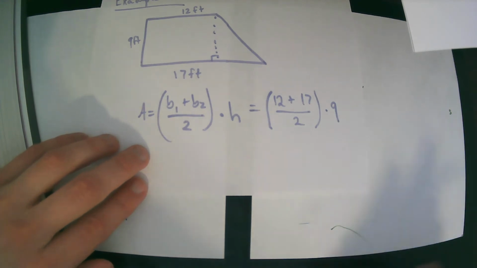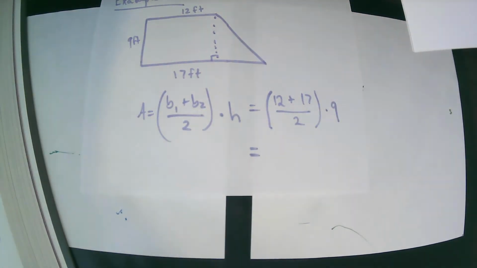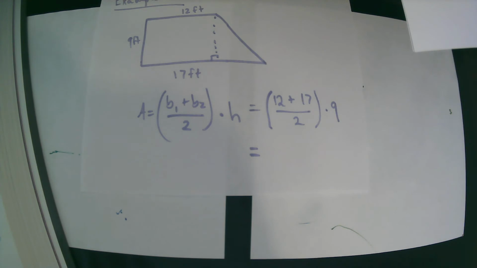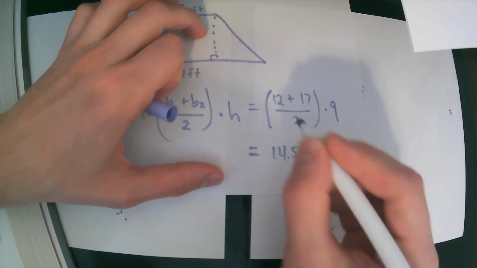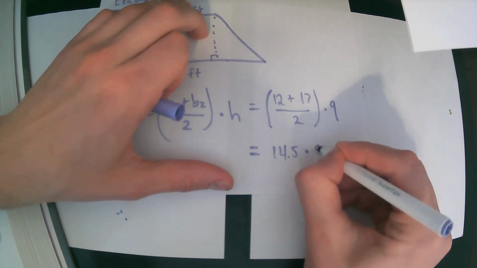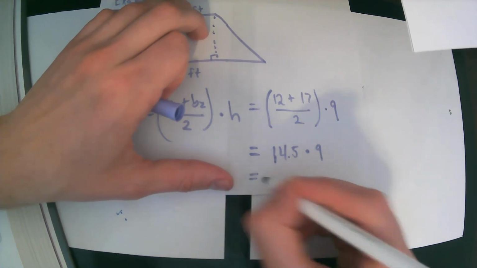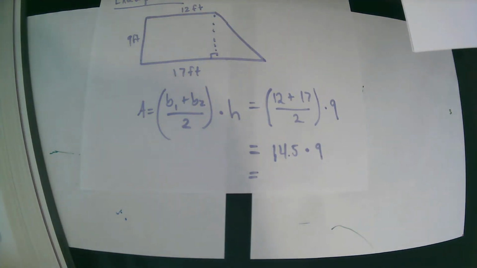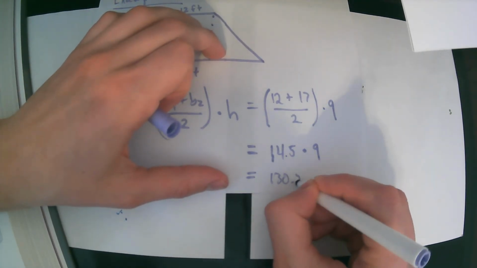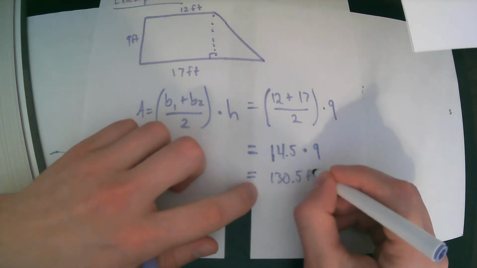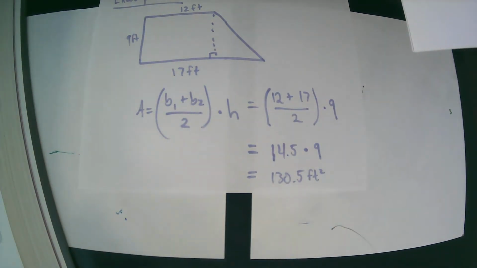Cool. 12 plus 17 divided by 2, that's going to be 14.5. So that's the average of 12 and 17. We'll multiply by 9. 130.5. And what's the measure? Feet, so I'll say feet squared. Okay, easy enough. Just got to make sure we're using the right numbers.